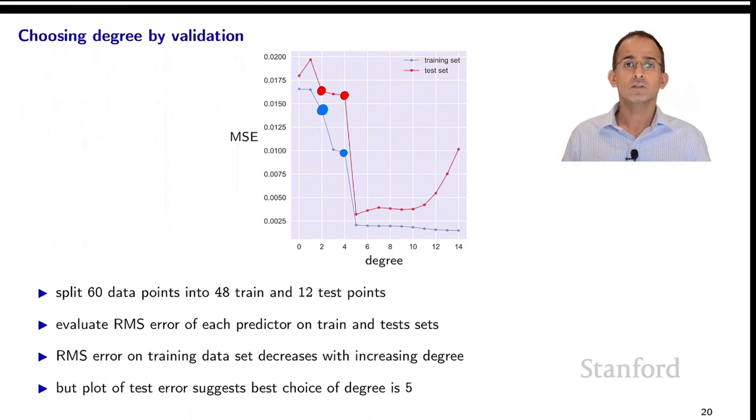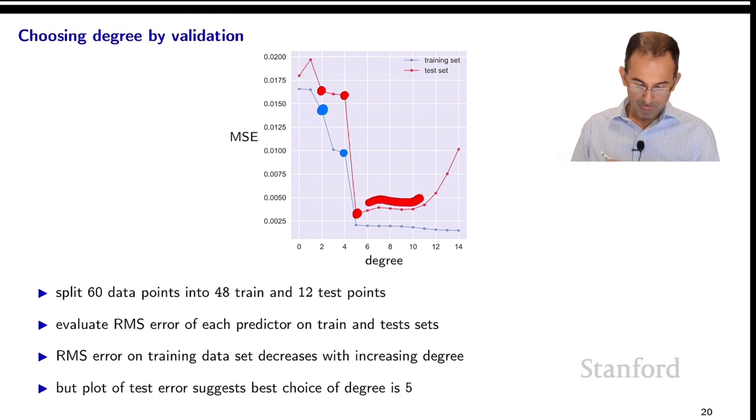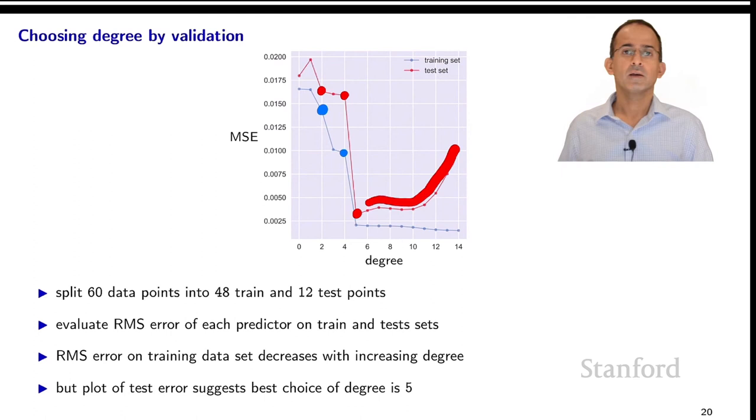Now, if you just looked at the training error, you might conclude we should use a degree as high as possible. So we should use D equal to 15 here. However, if you look at the test error, that suggests quite a different story. That suggests that we should use degree 5. What's happening out here to the right is we're seeing overfitting. We're seeing predictors that are doing really well on the training data, but much less well on the test data.